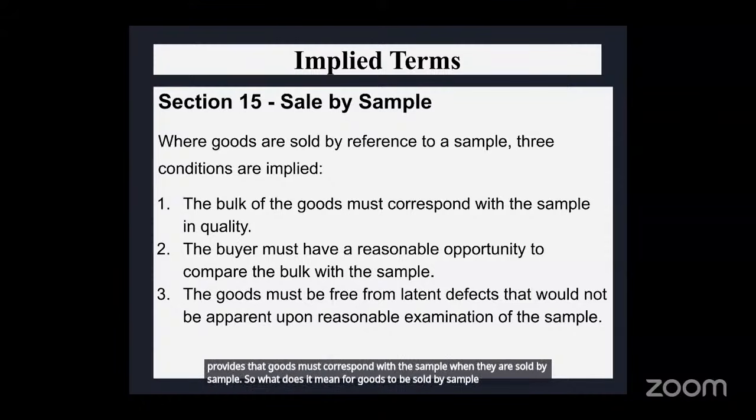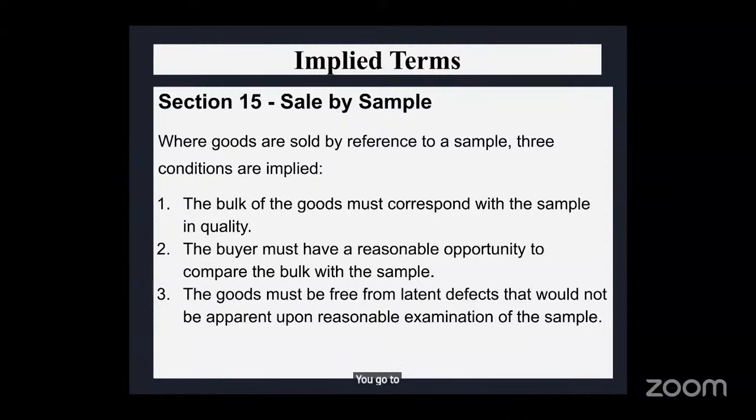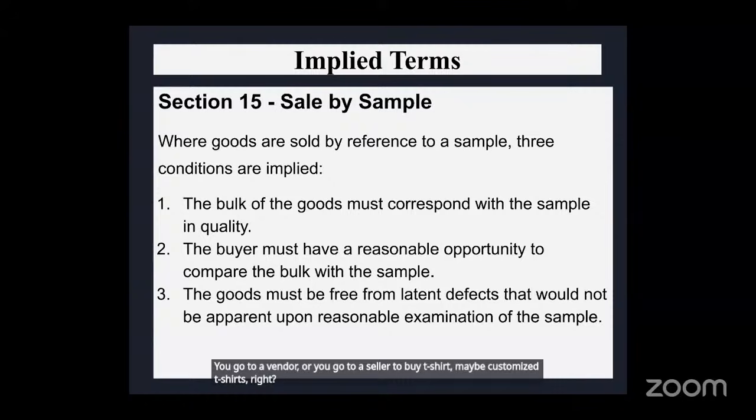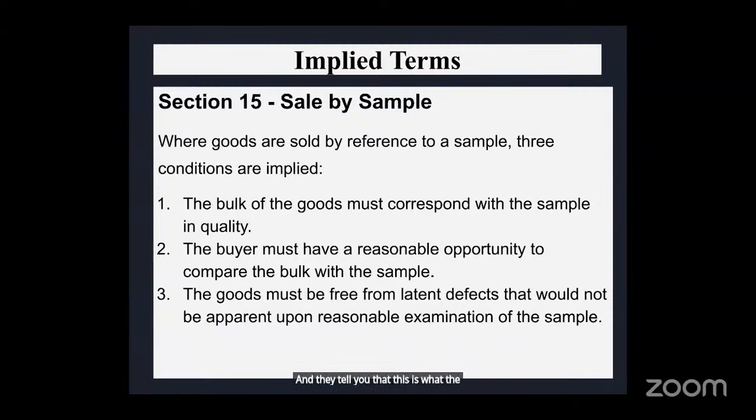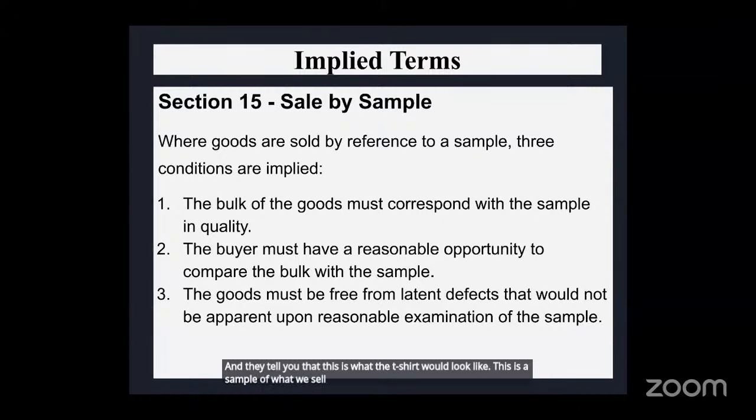I'm sure you've seen instances where you go to a vendor or a seller to buy t-shirts, maybe customized t-shirts, right? And they tell you that this is what the t-shirts would look like. This is a sample of what we sell, and this is exactly what we're going to be supplying to you. In such a case, that will be considered goods that are sold by sample.